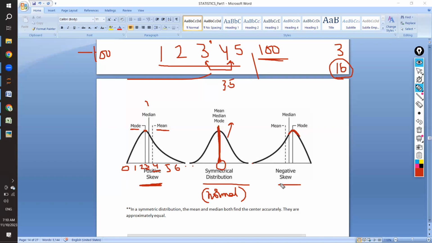But in the negative skew, mean and mode here are 3, so the mean is going back, coming to this side, the negative, left side. Let's say 2 will be the mean. Now it will be less than the mode. Here it will be equal to the mode, here it will be greater than the mode, and here it will be less than the mode. As you can clearly see, these are the shiftings because of the skewness.